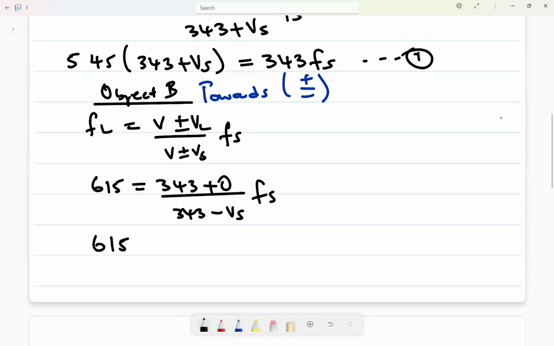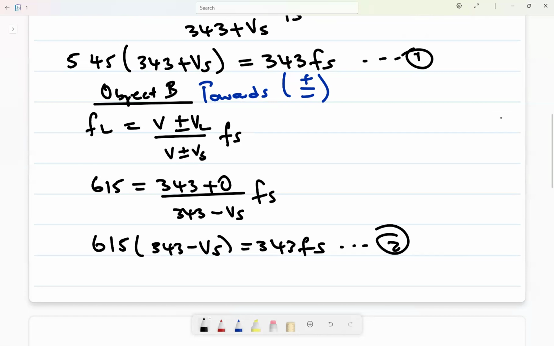So 615 multiplied by 343 minus Vs is equal to 343 Fs. So this is equation 2. Can you agree with me that they are both equal to 343 Fs, 343 Fs?